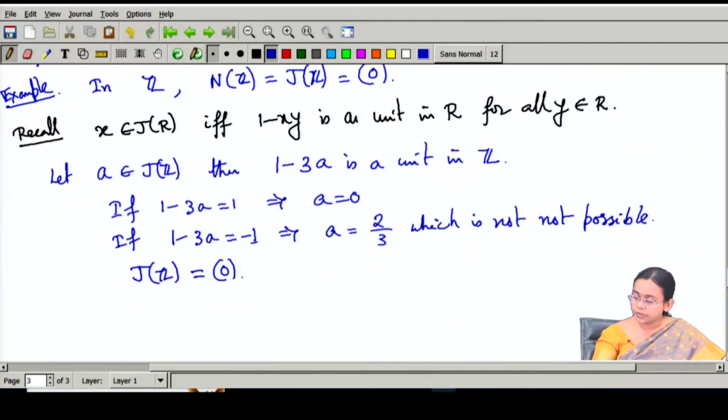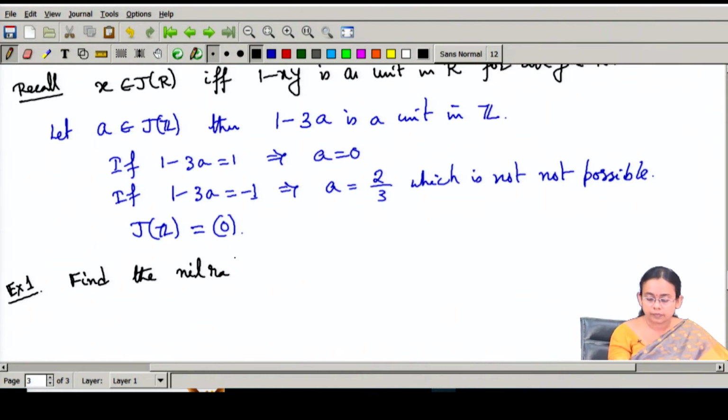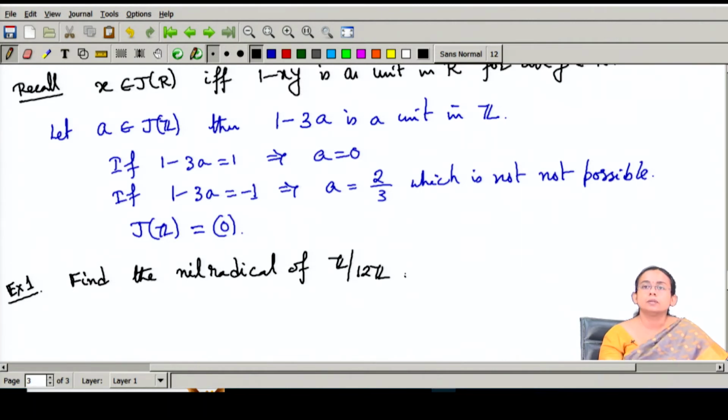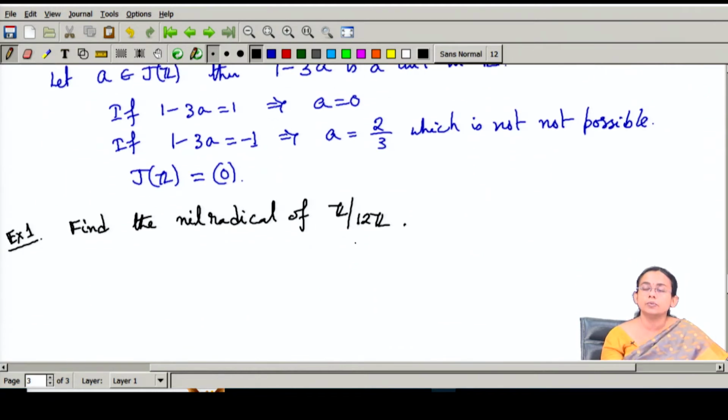Now I will solve one problem here. I would like to find the nil radical of Z quotient 12Z. So the ring is the quotient ring Z quotient 12Z, and we would like to find the nil radical of this ring. Of course, this is not an integral domain, so we cannot say that in this case the nil radical will be 0.